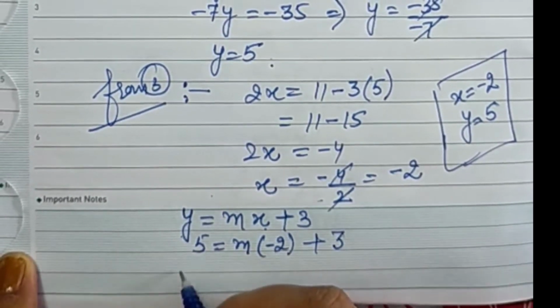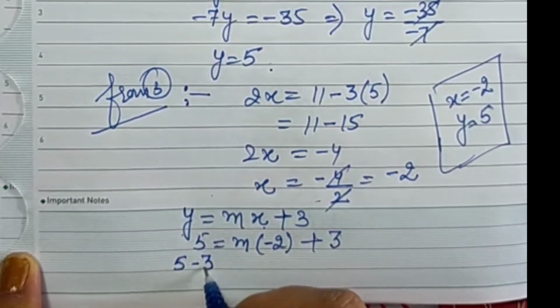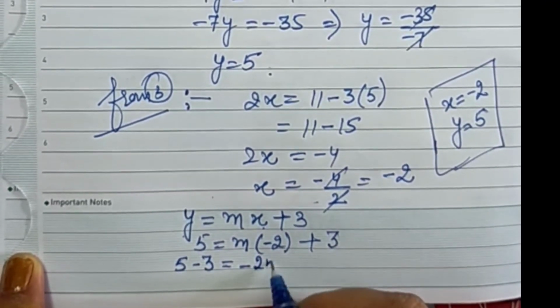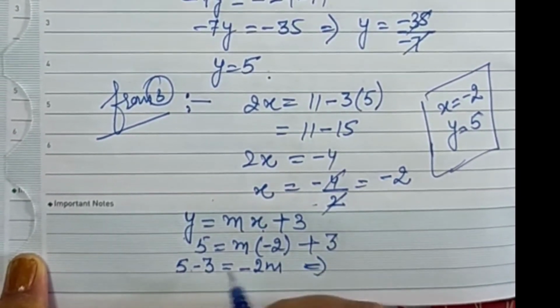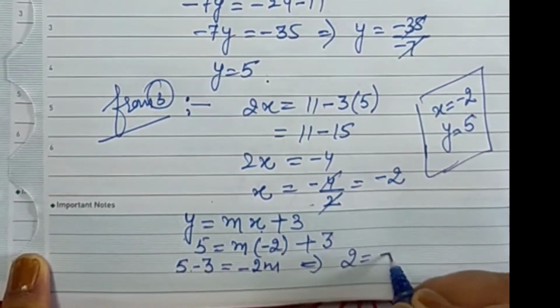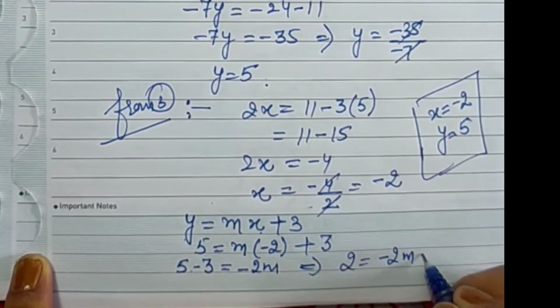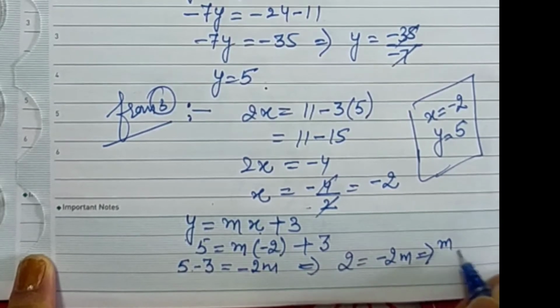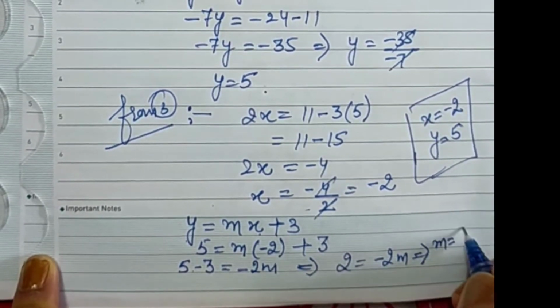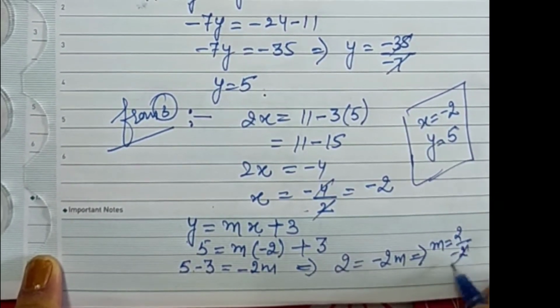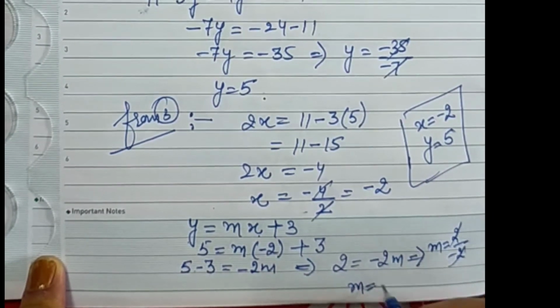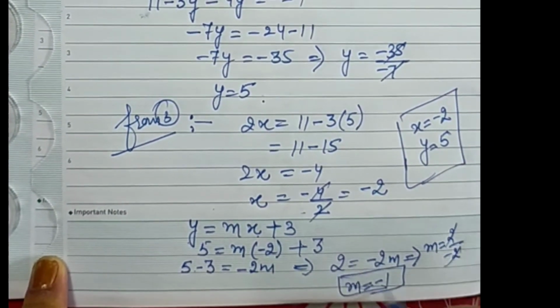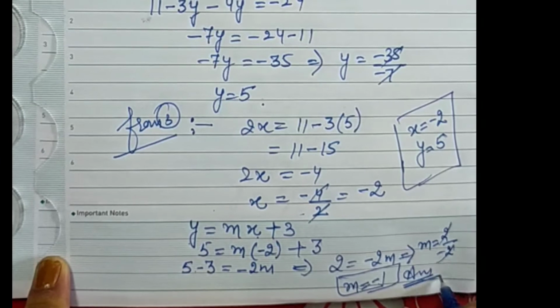Now this 3 goes over that side. 5 - 3 = -2m. 5 - 3 is 2. Here it is 2m, or you can say m is 2 over -2. m is -1. So this is the final answer.